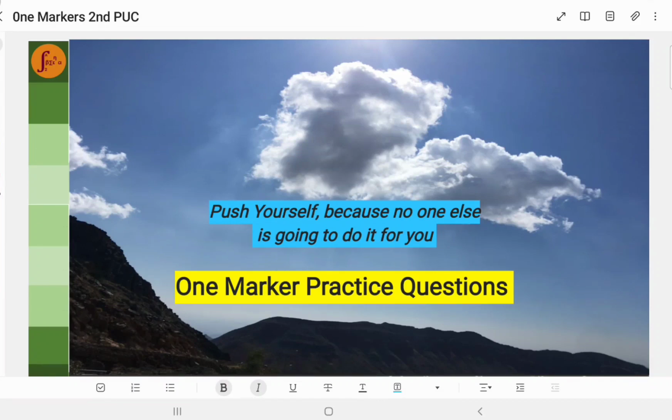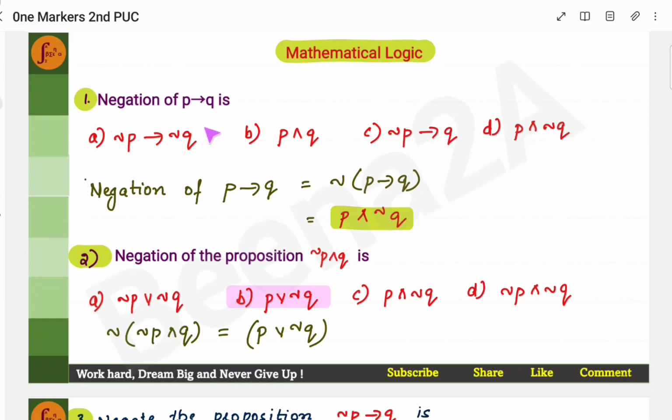Hi everyone. In this video, we'll go through 1 mark questions related to mathematical logic. So let's go through this list of questions one by one. Negation of P conditional Q. What is negation of P conditional Q?